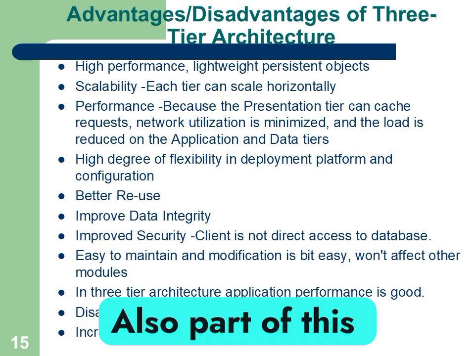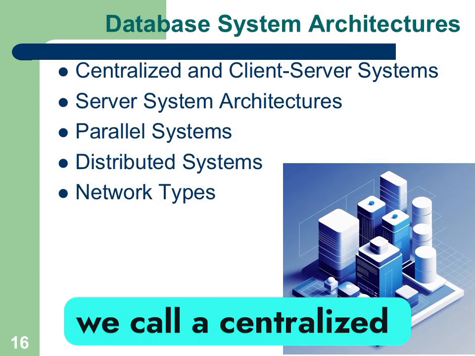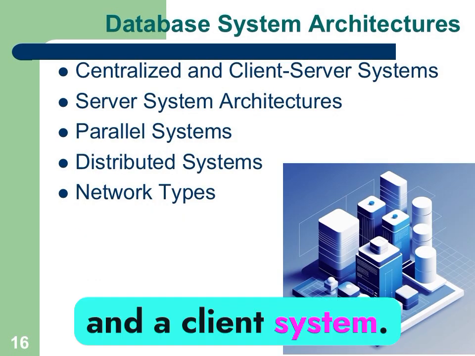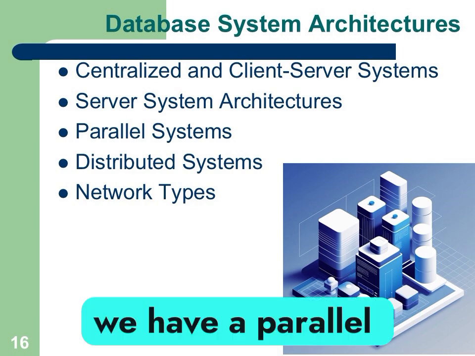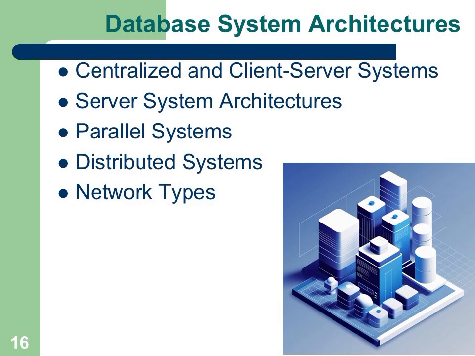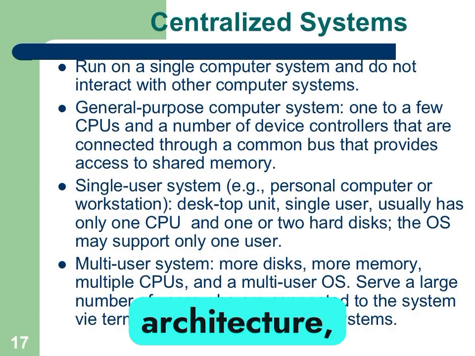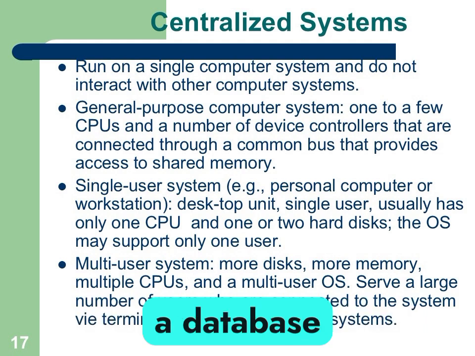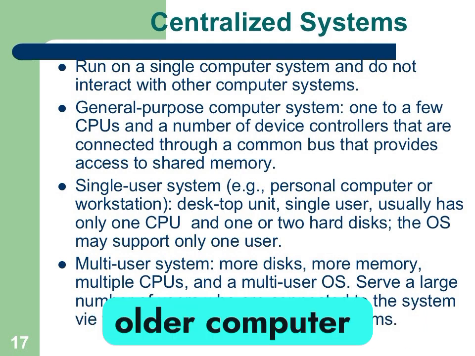Also part of this database system architecture, we are having what we call a centralized and a client system. We also have a server system architecture. We have parallel system architecture. We have distributed system, and we have network type. So if we look at the centralized system architecture, this is where you have a database running on a single system, and they do not interact with any other computer system.